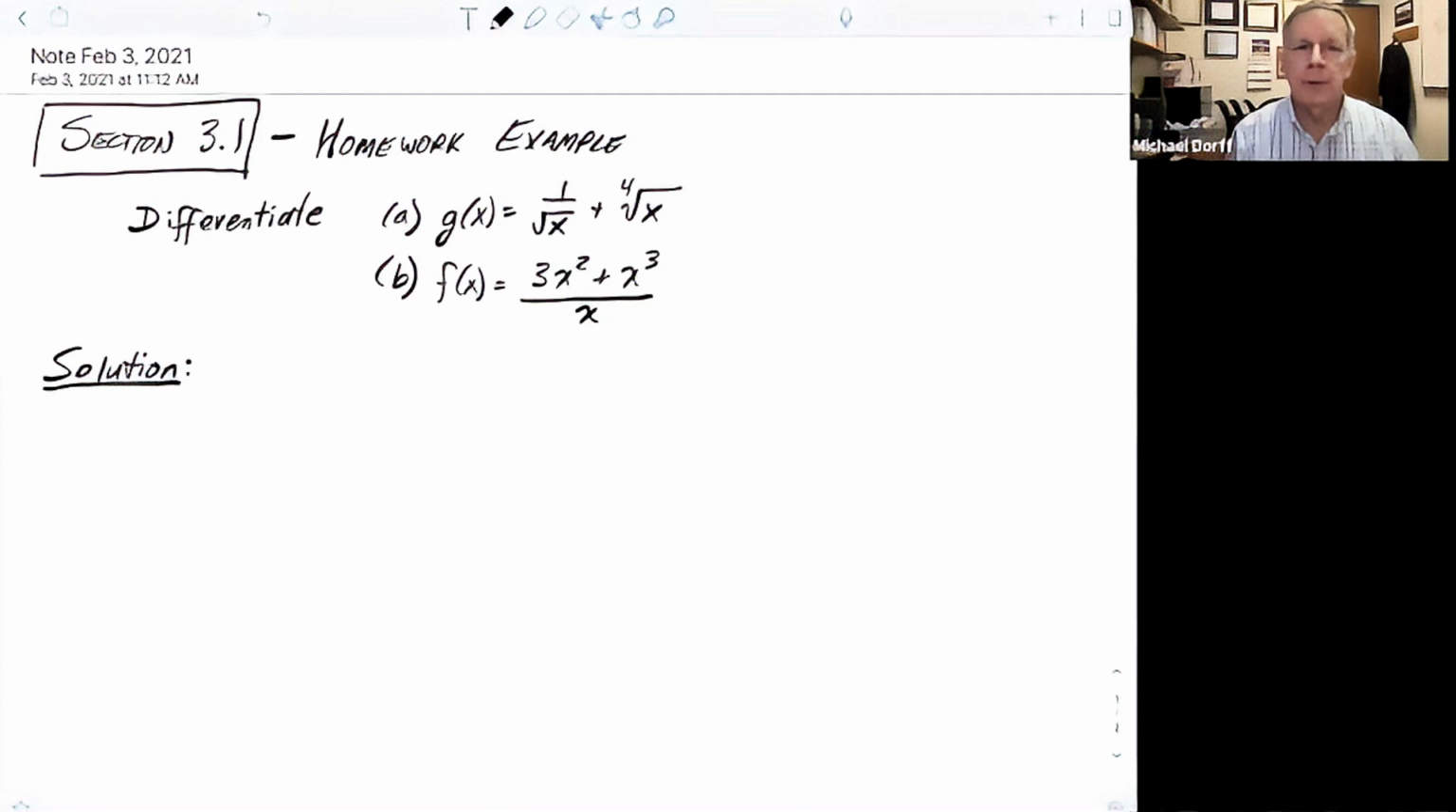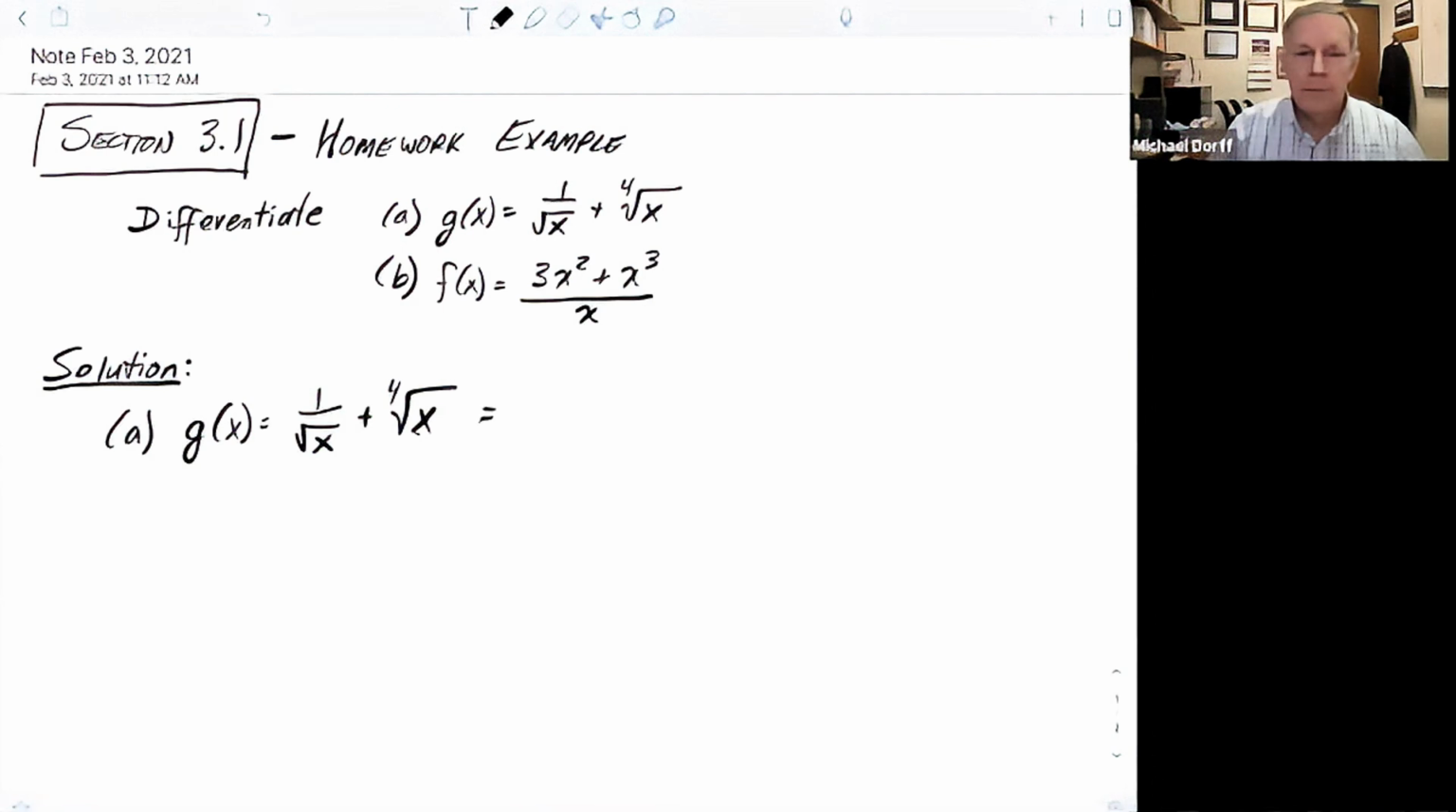We're in section 3.1. Let's look at a homework example. So here we're supposed to differentiate two different functions. In part A, we have the function g of x equals 1 over the square root of x plus the fourth root of x. What we need to do now is to rewrite these so that each term has x to some power. Then we can use the power rule.